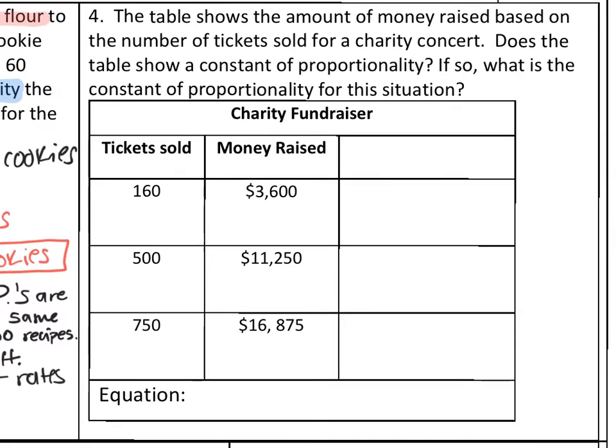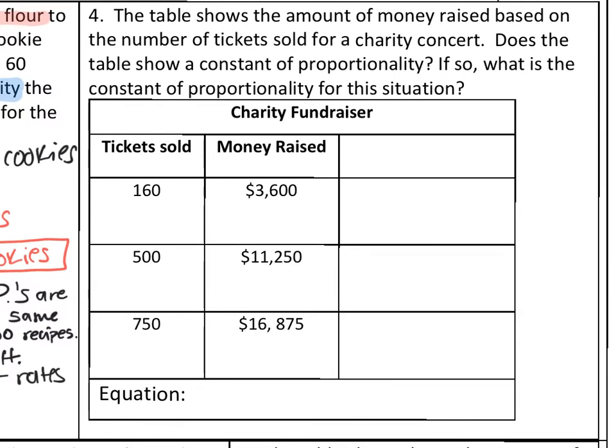On the bottom of this table, you will see that it says equation. I forgot to ask it on the top. I actually revised this question from last year. We are also going to be writing the equation once we find the constant of proportionality. So make sure you underline it, highlight it, circle it, whatever it is that you need to do. You need to remember to write the equation at the end of the table.